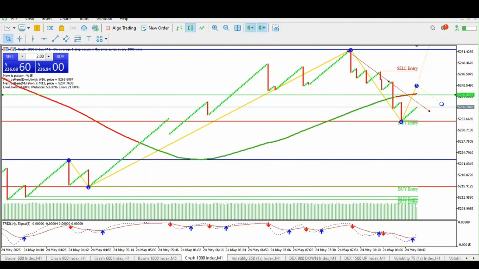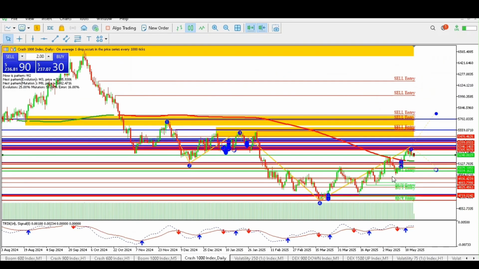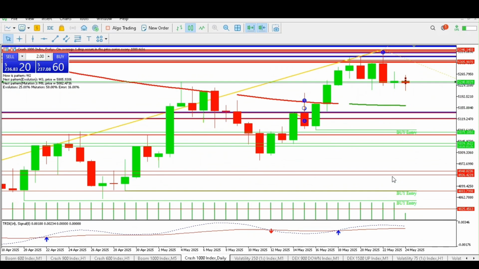But the best way to trade using this simple system is to analyze using top to down analysis. What do I mean by top to down analysis? I'll be talking about analyzing from daily time frame to M1. Right, so first, let's check our daily time frame. What is our daily time frame saying? Right, so I'm going to zoom it a bit.